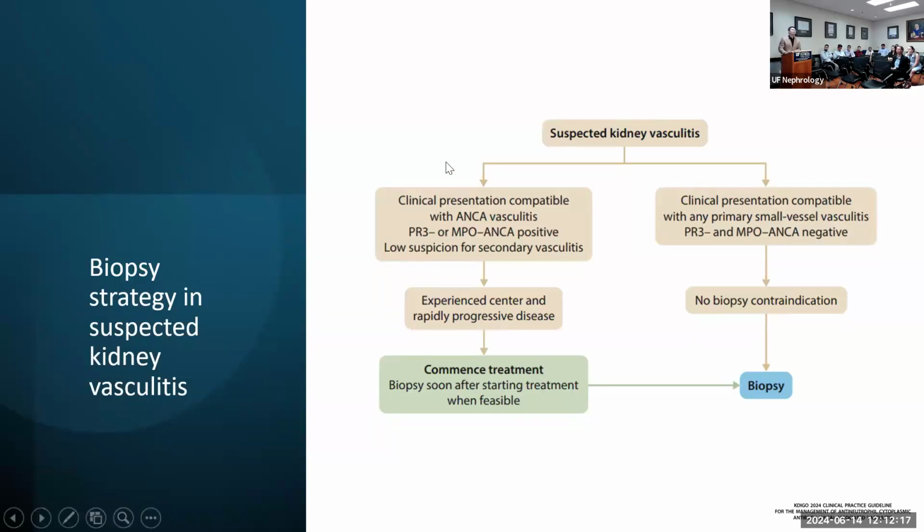So how are we going to diagnose? If we suspect kidney vasculitis, that is, the clinical presentation matches vasculitis and the patient is positive for PR3 or MPO, then start the treatment. You don't have to wait for the biopsy, because treatment is important. If the clinical presentation matches but there's no PR3 or MPO positivity, then look for a biopsy. If there's no contraindication, do the biopsy.